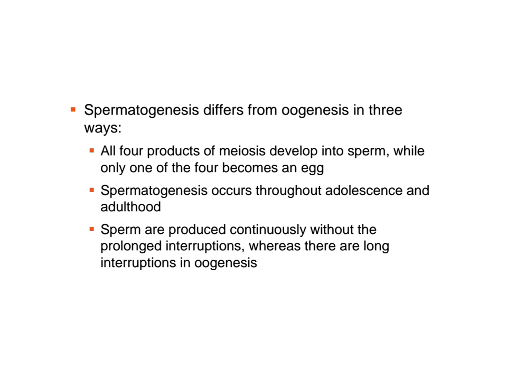The next difference is that spermatogenesis occurs throughout adolescence and adulthood. For oogenesis, this process stops around age 50. The next difference is that sperm are produced continuously without prolonged interruptions, whereas there are long interruptions in oogenesis. In other words, oogenesis begins very early in the fetus, and then it's interrupted for a long period of time, and then starts up again in puberty. And so there's this long gap, whereas with sperm, they're just sort of continuously generated.